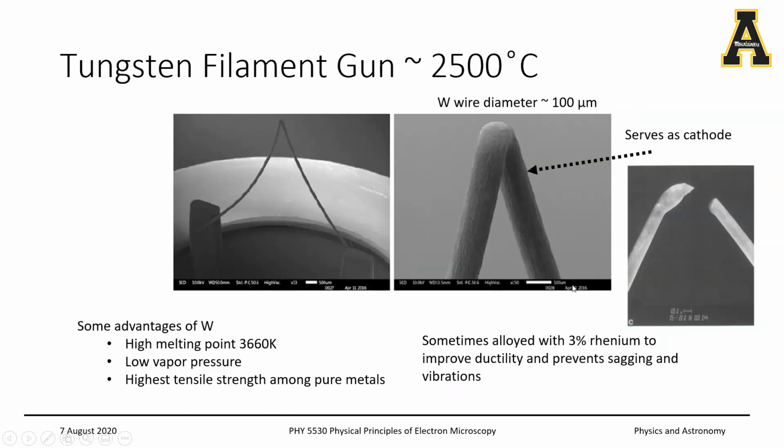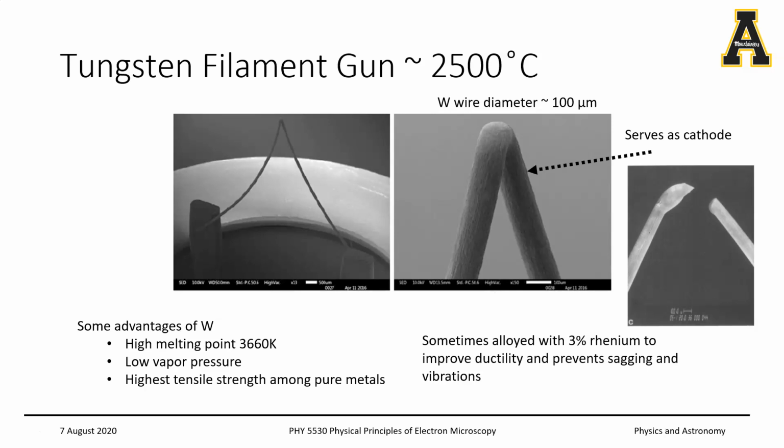So if you take an SEM image of the filament itself, it is really small. So you can see the diameter of the tungsten wire is about 100 microns. So you heat this single filament to a very high temperature of about 2500 degrees Celsius, and that is when the thermionic process begins. There are several advantages to tungsten. I spoke about it in the previous slide, that it has a high melting point. It has a low vapor pressure, which means once you start heating it, it does not degas.